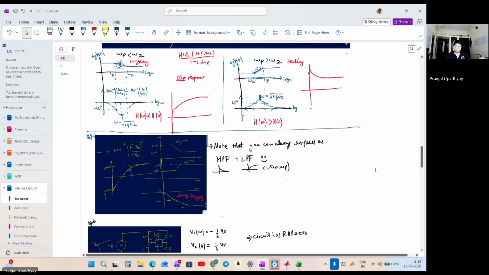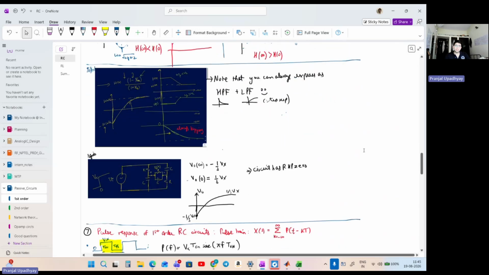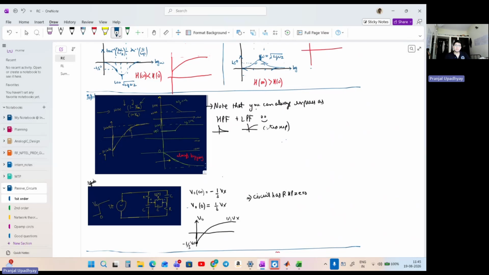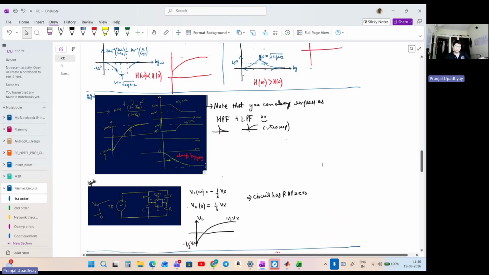Right? Cool. Now one more thing that we must understand is that we can basically break any general function into high pass and low pass components, and that will basically simplify our life more. Cool.